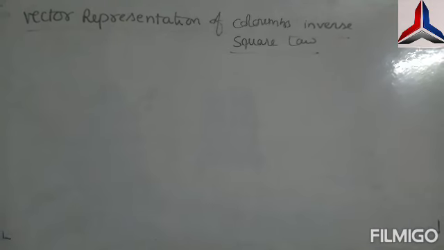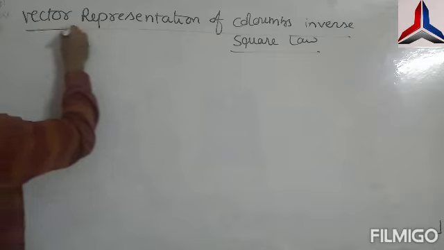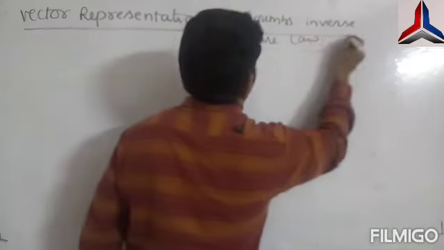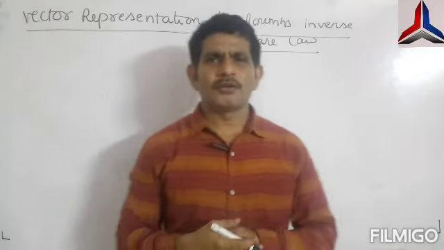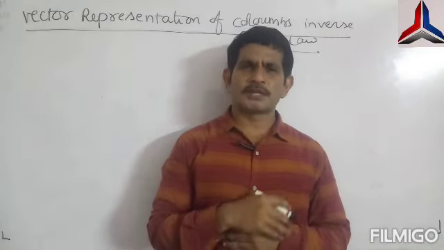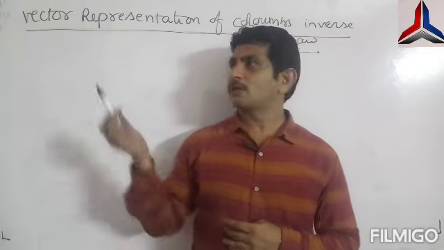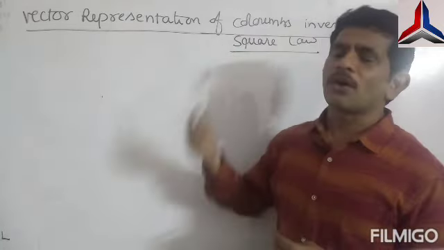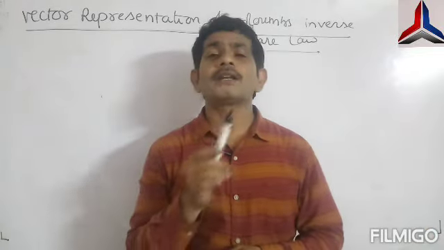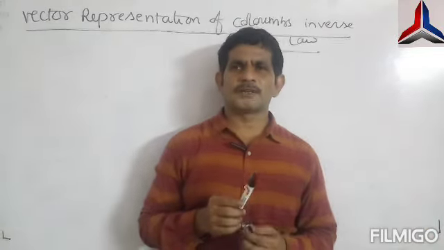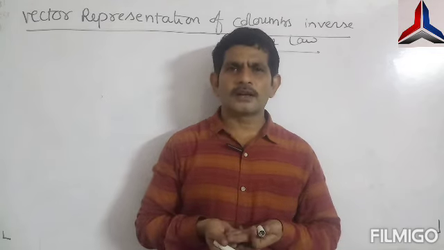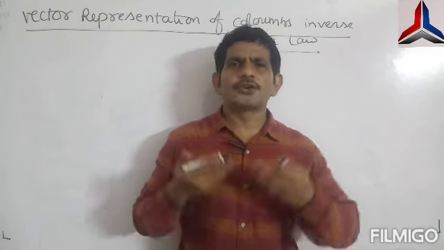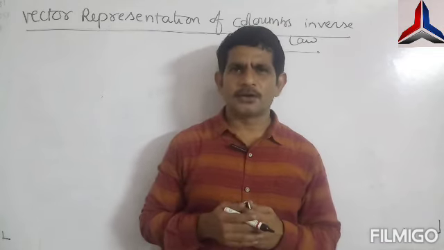Look here, we are going to another area, that is vector representation of Coulomb's inverse square law. So why should we go for vector representation? My dear students, why should we take vector representation of Coulomb's inverse square law? What is necessary to give vector representation? Nothing actually. For what are we giving the inverse square law? Force. Force is a vector. It should be a vector representation. Am I right or wrong?